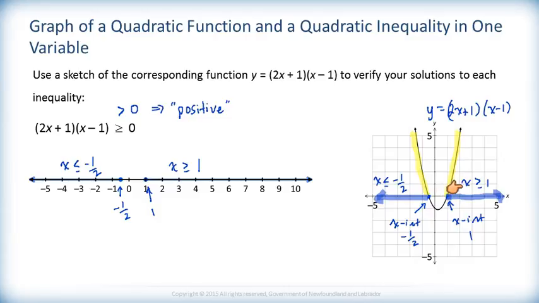So I marked those intervals. The graph is positive when x is greater than 1. It's also equal to 0, which is what I want in my inequality, when x is equal to 1. So the entire interval there is x greater than or equal to 1. Likewise, back here, the graph is positive when x is less than negative 1/2. It's equal to 0, as we want for the inequality, when x is equal to negative 1/2.